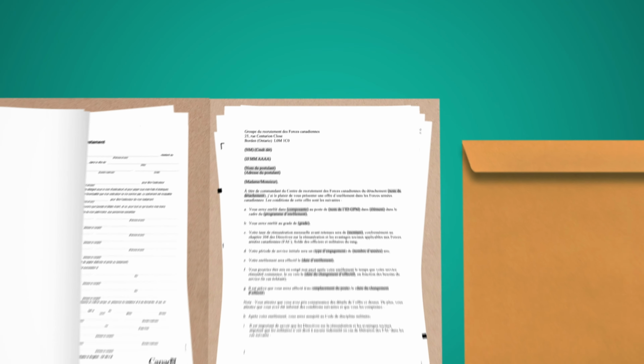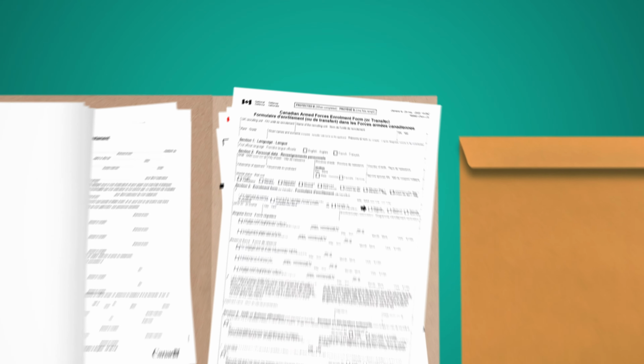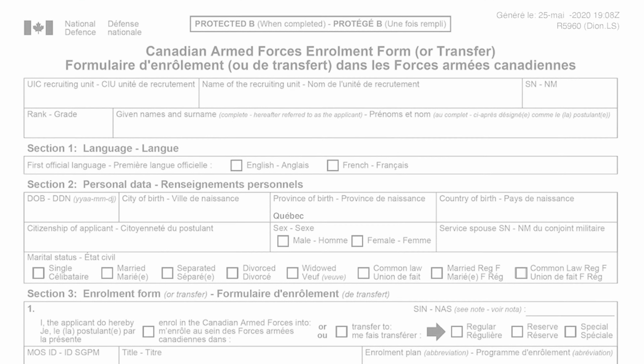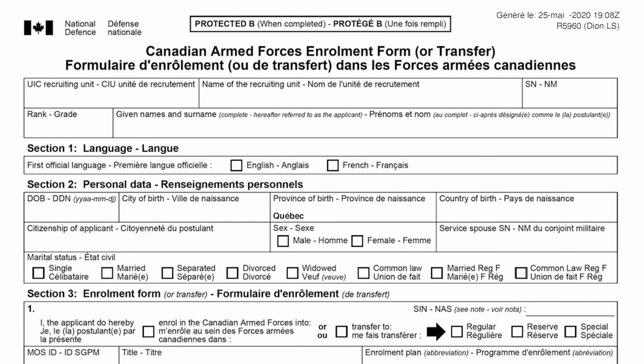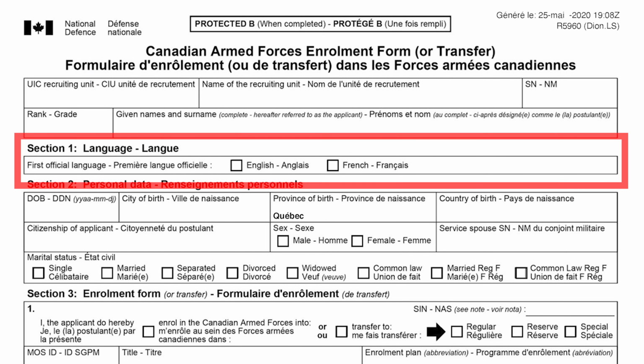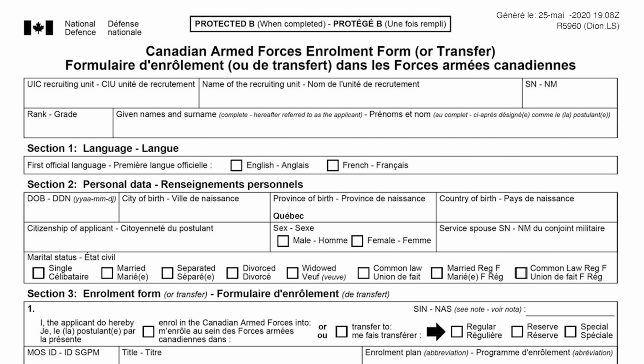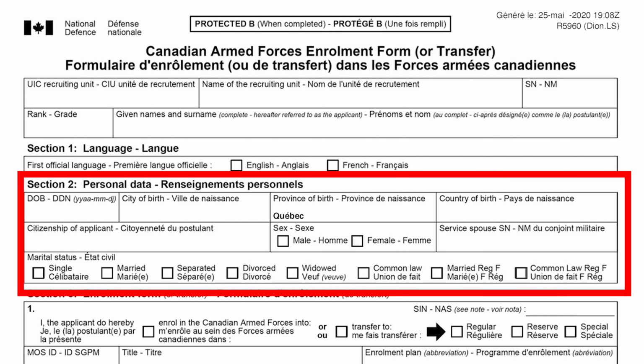The next document is CF-444, Canadian Armed Forces Enrollment Form or Transfer. Check that the following information in the first section is correct: your service number, the abbreviation is SN; the rank, your given names and surname. In Section 1, Language, check that the appropriate language is checked off. In Section 2, Personal Data, verify that all information is correct, including your marital status.